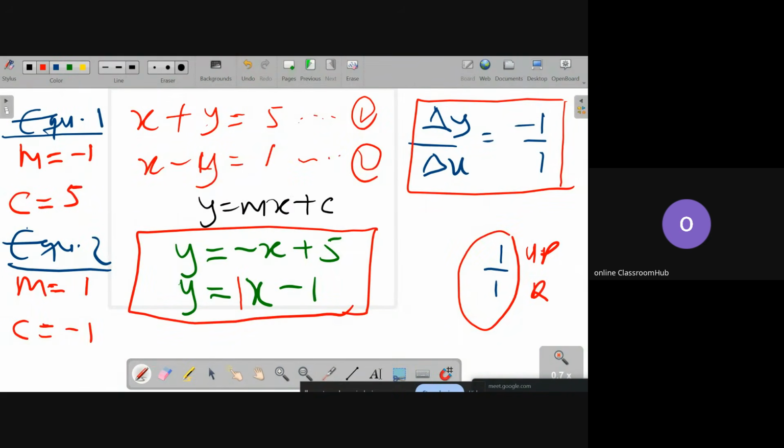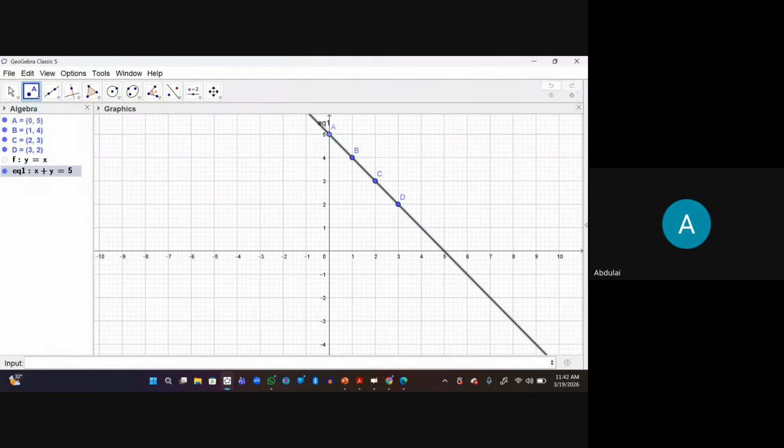What is the y-intercept? -1. Good. -1 is the y-intercept. So let's go to the graph. -1 on the y-axis is here. Y-intercept is -1. We have done that. So we are going to stand on the y-intercept to make our first move. So 1/1 means one step to the right, one step up.